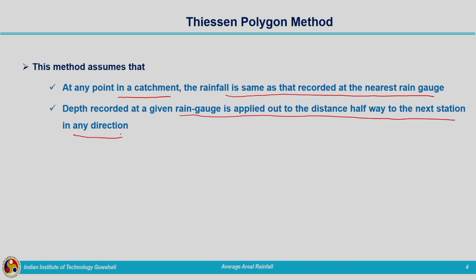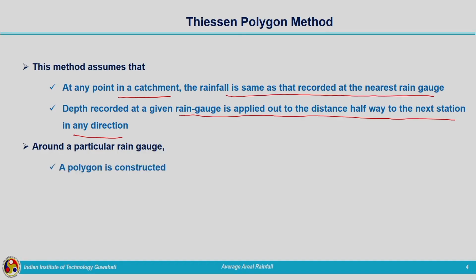In a catchment there may be n number of rain gauges, and these rain gauges will be located with certain distances between them. So, we will be assuming that up to half of the distance between two rain gauges we can make use of the data from one particular rain gauge.